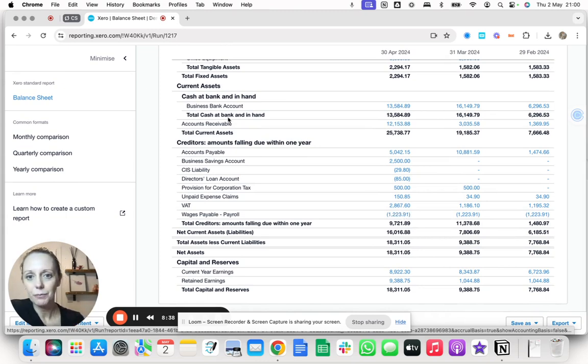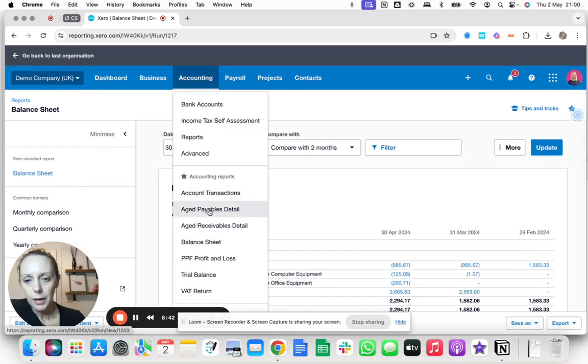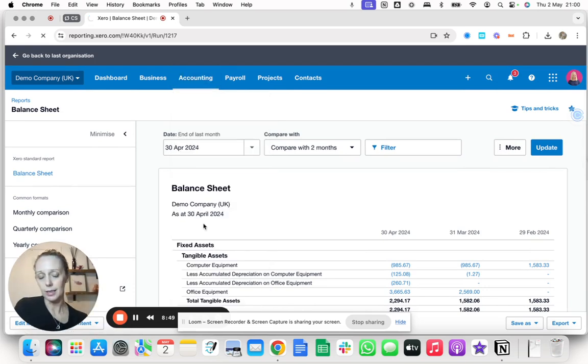So that's really good. Now, some other ones I would want to be looking at are the payables and receivables. So I know you've got this on the front page, but it is also really good to look at this in a little bit more detail.